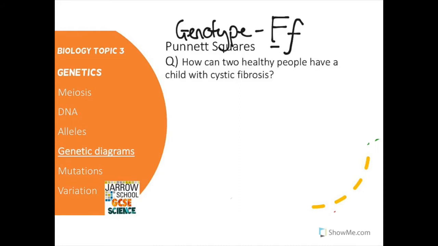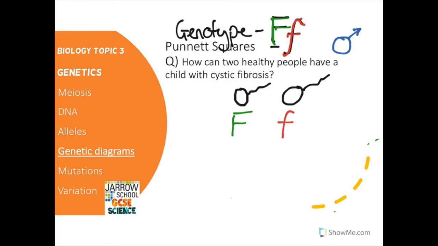So if two people had big F, little f genotypes, what would the probability be of them having a child with cystic fibrosis? Well, we can use a Punnett square to work that out. So we'll look at the father first. If the father has the genotype big F, little f, what are the chances that the sperm cell he makes has the unhealthy allele? Well, that's 50%. Meiosis is random. So 50% of his sperm would have a healthy dominant allele, and half his sperm would have an unhealthy recessive disease allele for cystic fibrosis.